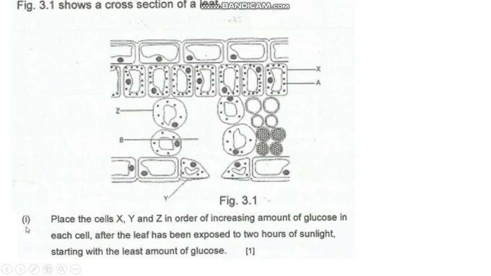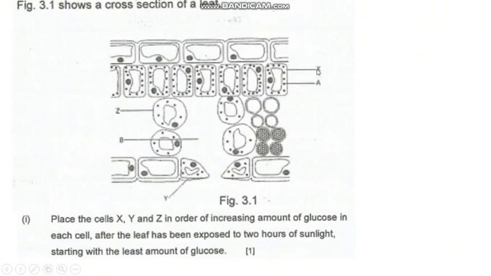So we have our Roman numeral 1 here. Place the cells X, Y, and Z in order of increasing amount of glucose in each cell after the leaf has been exposed to 2 hours of sunlight, starting with least amount of glucose. So we have been given cell X, we also have cell Y, and we also have cell Z. So they want us to place these cells in order of their increasing amount of glucose, starting with the least. Okay, so after this leaf was exposed to sunlight for about 2 hours.